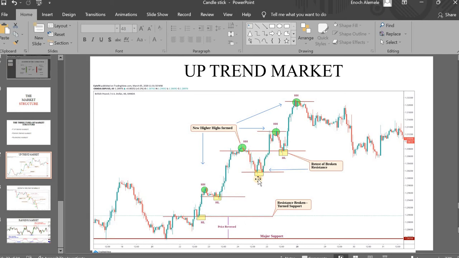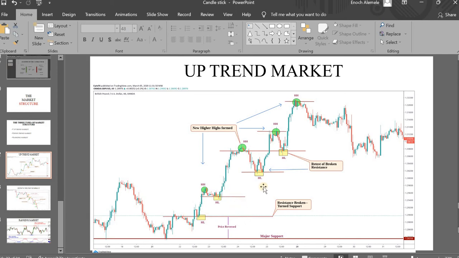You buy at the lower level or the higher low, then you sell when the price gets to the higher high. Then you wait for the price to break through the resistance to form a higher high. Then as it retraces back to this resistance, which is now serving as a support, you buy from here, then you wait for the price to go up again.